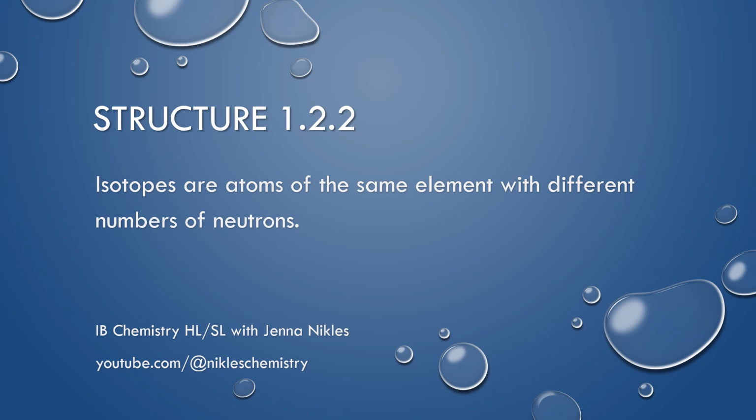Hello, today we're going to continue with structure 1.2 on the nuclear atom. Our focus today is going to be looking at different isotopes. Isotopes are atoms of the same element with different numbers of neutrons. So isotopes have the same number of protons, but different numbers of neutrons.